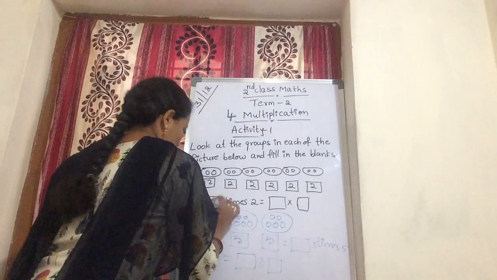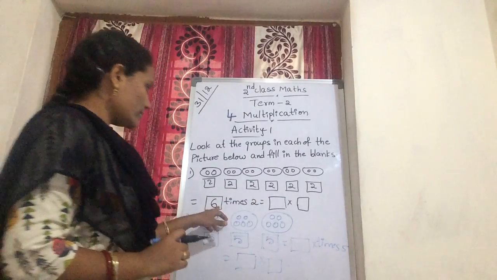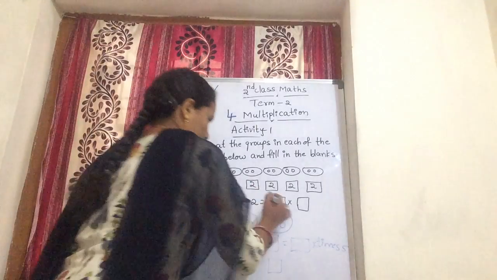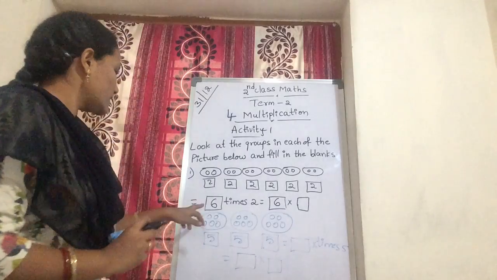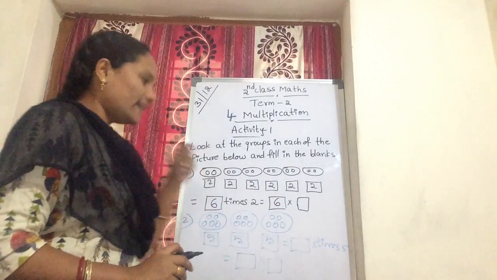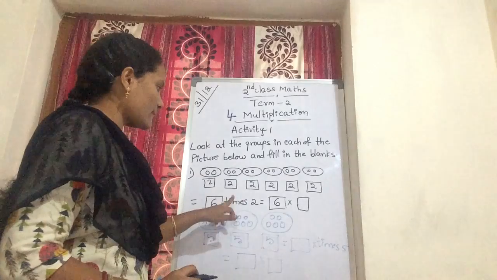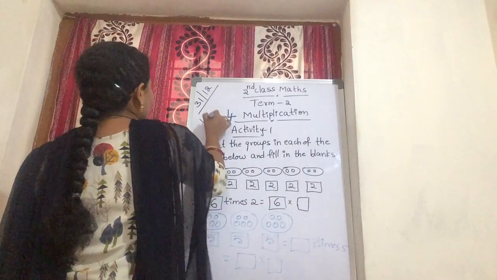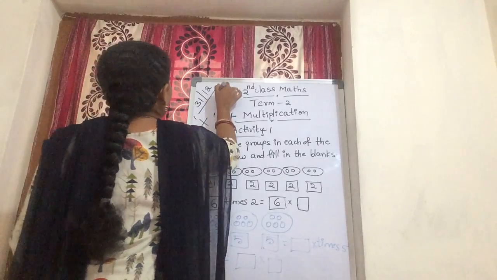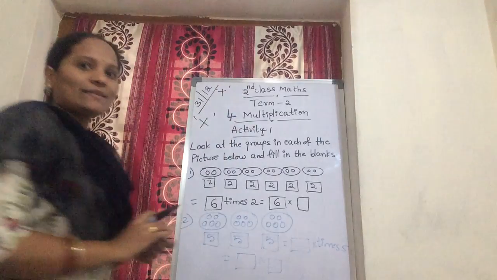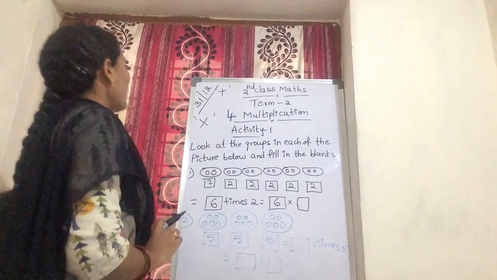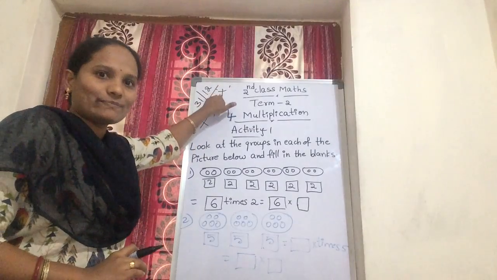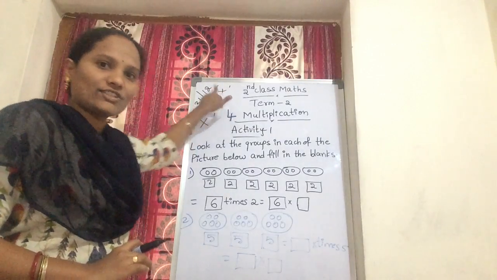Now 6 times 2. So this 6 goes in this box. And times means into. What is this symbol? Now first tell me, what is this? It is called plus. It is used for addition.